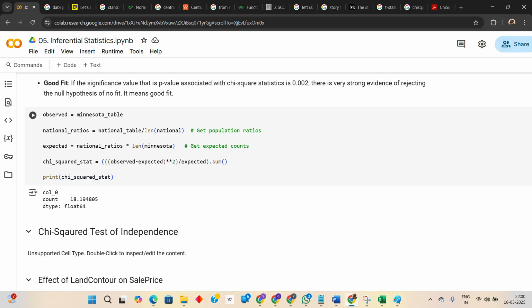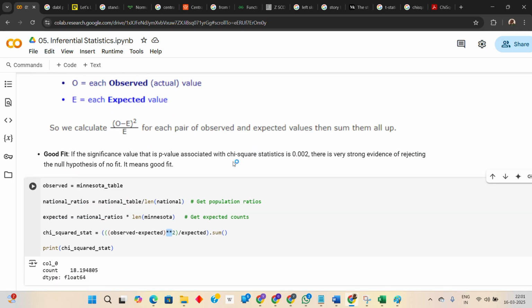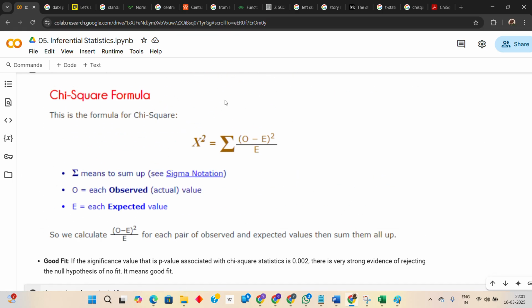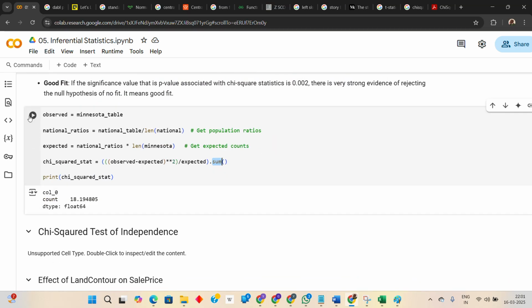For the chi-square, first of all we get the population ratio: the national table divided by its length gives the ratio. Then the expected value is the national ratio times the length of Minnesota, which gives the expected count. Now the chi-square: for every value in the observed Minnesota table, observed minus expected, where expected is the national ratio times the length of Minnesota, the whole squared, divided by expected. Then we do the summation, that is the sum. If we print that, we will get 18.